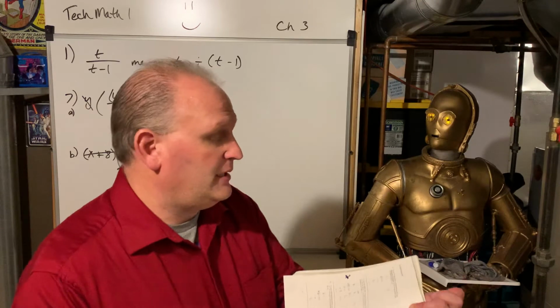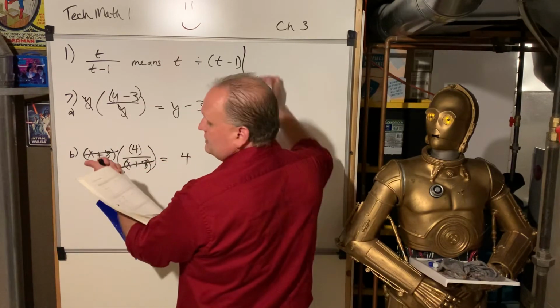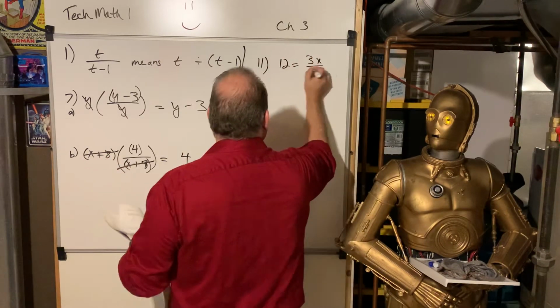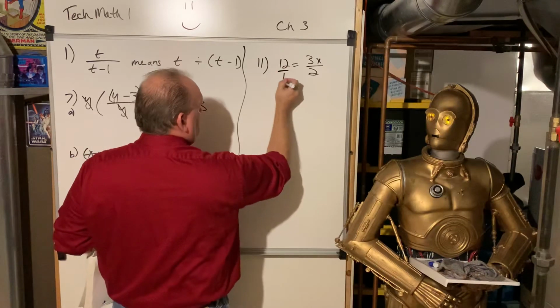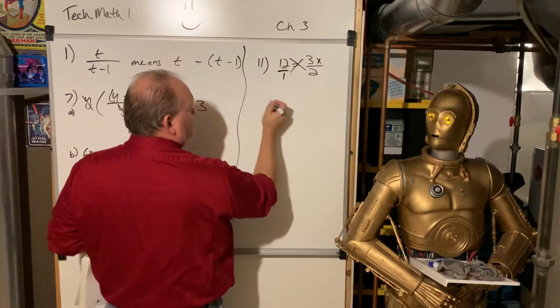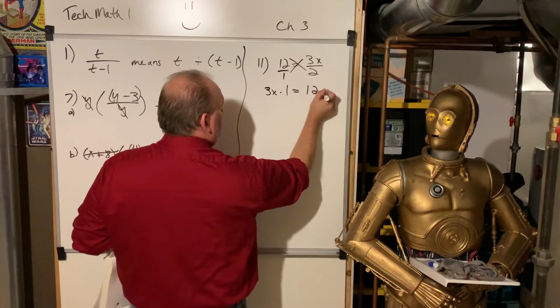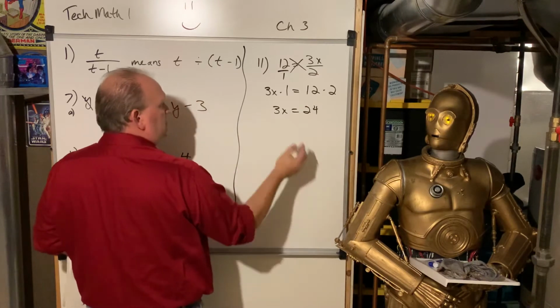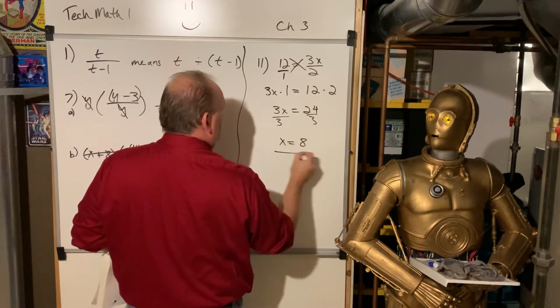All right, what about solving proportions? Like number 11, 12 is equal to 3x over 2. So what you do there, it's an equation. We're going to cross multiply and solve. So you get 3x times 1 equals 12 times 2. That is 3x equals 24. And now we solve that equation. So divide by 3, divide by 3. X is equal to 8.